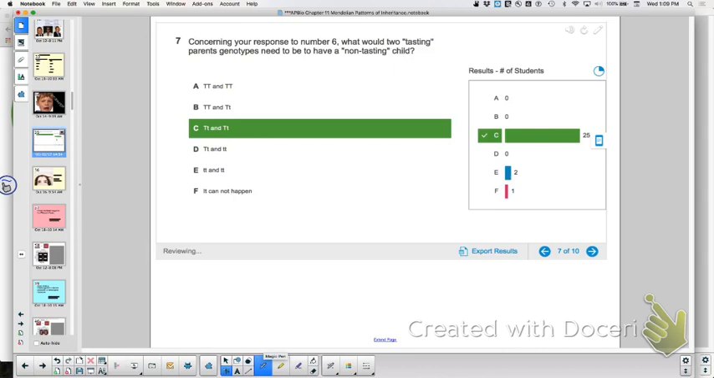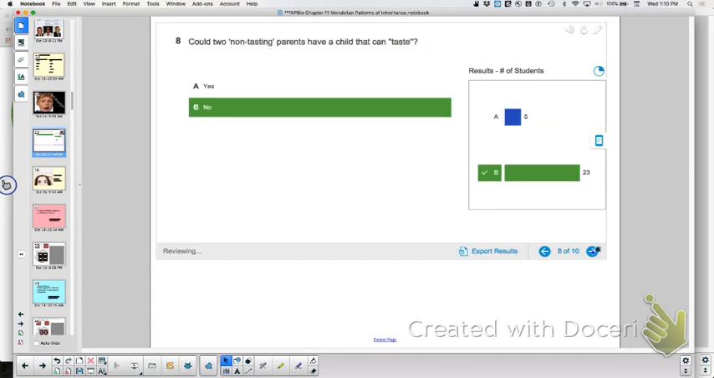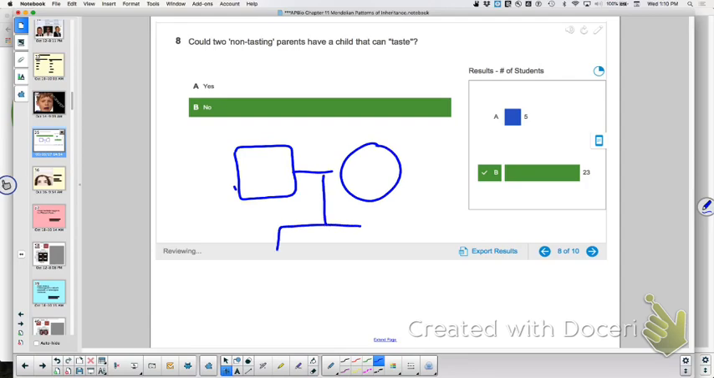All right, and then, okay, we are recording. Number 8, could two non-tasting parents have a child that can taste? All right, let's get our parents back up here. They are non-tasting parents. What is their genotype? Little t, little t. To have a tasting child, they would have to have a big T. Is that ever going to happen? No. Okay, so the answer is no.